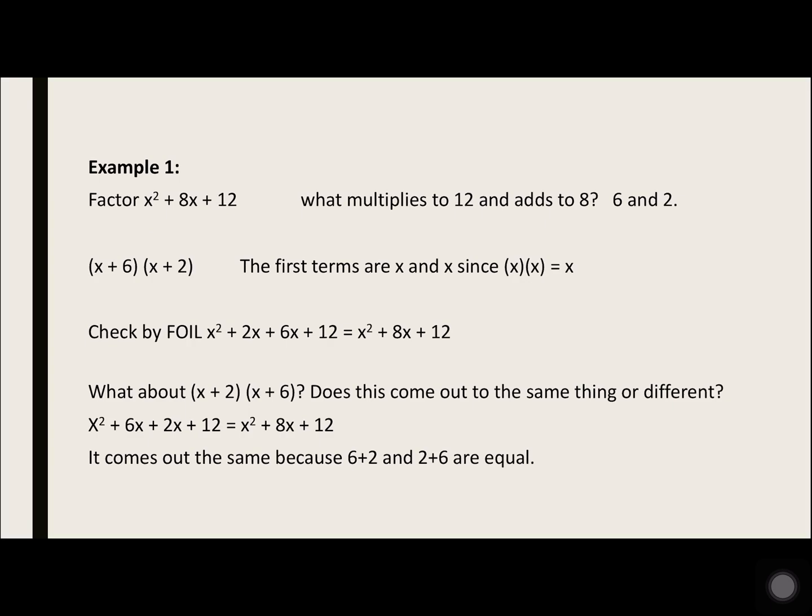Okay, what about if we said what multiplies to 12 and adds to 8, 2 and 6? Does this come out to be the same or different? Let's see. Let's FOIL. X times x, x squared. X times 6, 6x. 2 times x, 2x. Last, 2 times 6, 12. 6 plus 2 in the middle adds to 8. It comes out the same because 6 plus 2 and 2 plus 6 are the same.